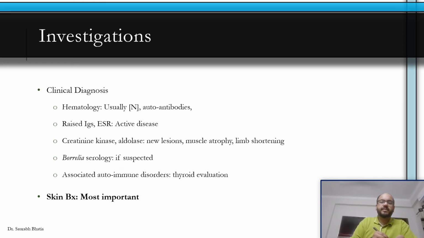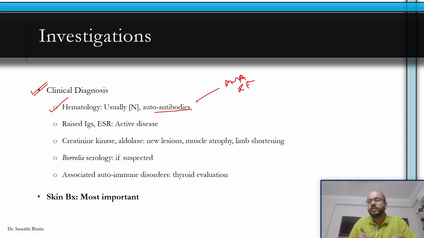The investigations are not that much required because the diagnosis is largely clinical. You can do a hematological examination, which is usually normal, but you can do it for autoantibodies. So look at ANA and RF factor. If you have RF factor positivity, that means you have more chances of joint involvement, arthralgias, arthritis. If you have ANA positivity, you have more chances of other autoimmune disorders or a protracted course or difficult response to treatment. So these kinds of features are associated with autoantibody positivity.